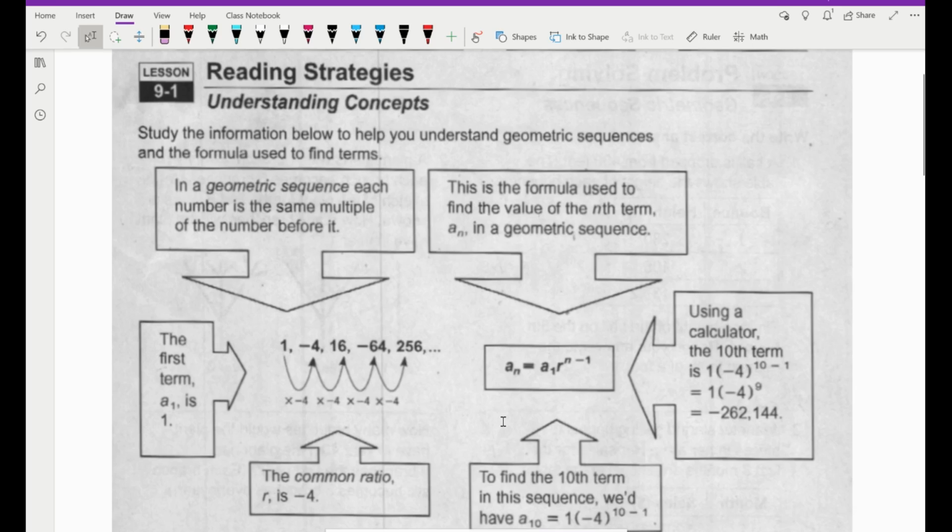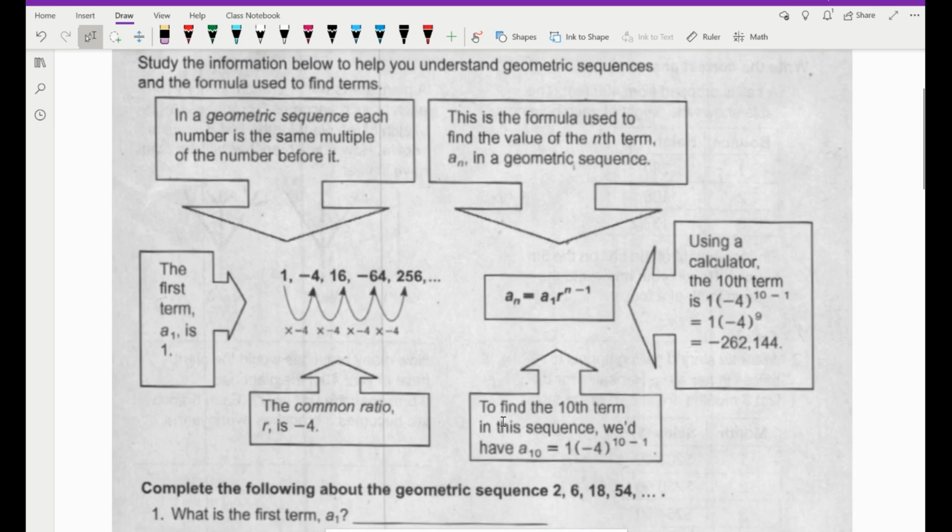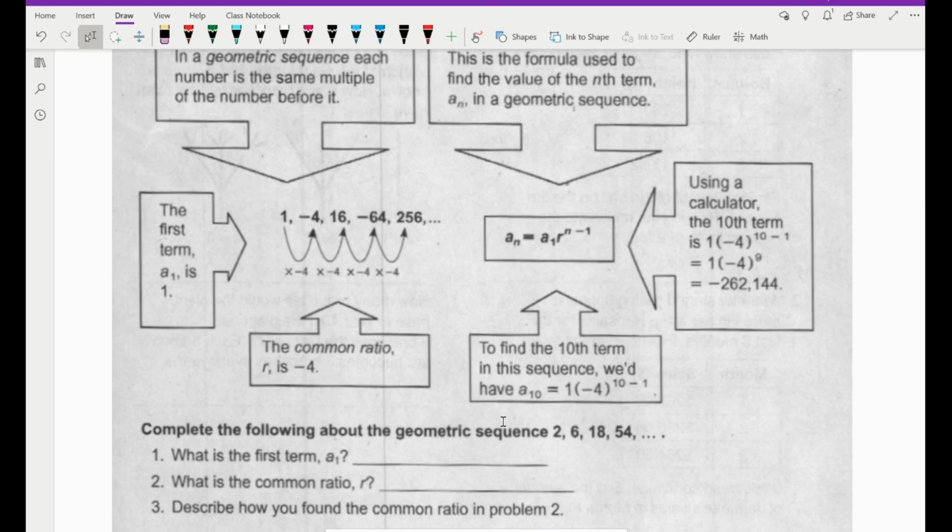All right. Now, the homework for this time around will be over the reading strategies. It says, study the information below. In a geometric sequence, we're just seeing a series of numbers here. We see here 1, -4, 16, negative. Now, these numbers are changing signs. In a geometric series, the numbers could get bigger, they could get smaller, and they could even change signs. Each time, as we can see down here, we're multiplying by -4. That is why the signs are alternating. And because we're multiplying by the same number, this is what's called the common ratio. We give it the letter R.